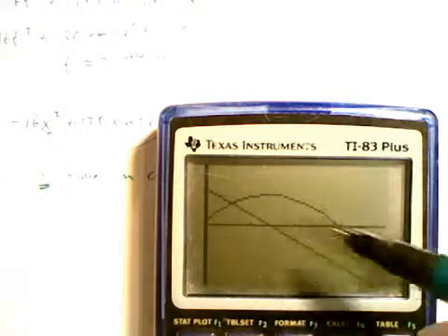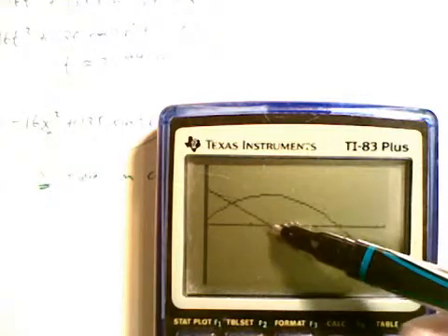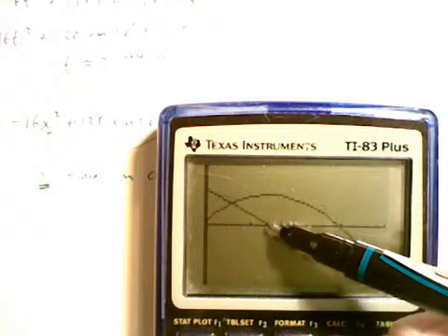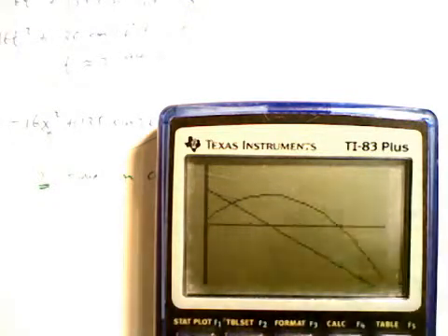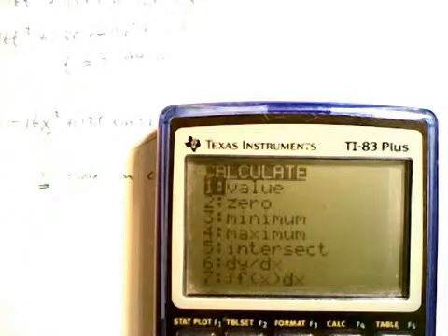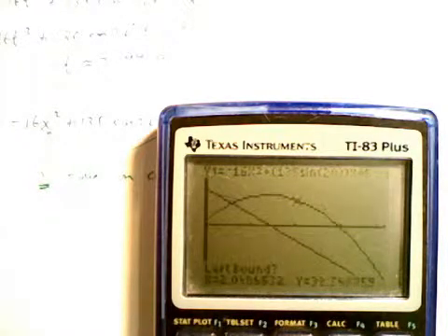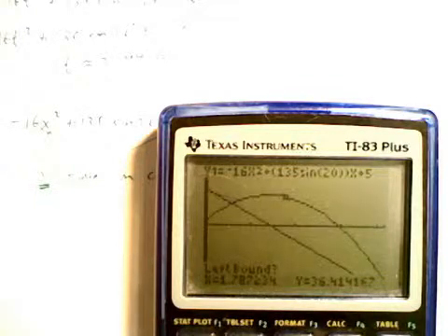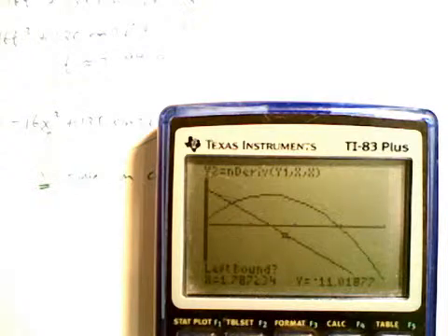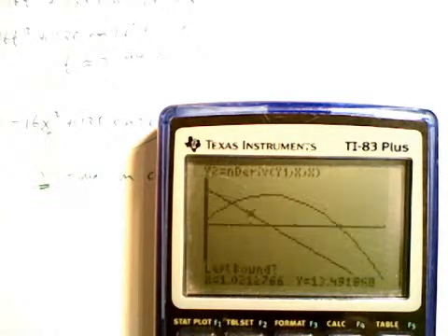But what I do want to show you is how do we find when the derivative is 0? Well, if we graph the derivative, then we can find the derivative's x-intercept. And that's what we're going to do. Second, calculate, zero. That's number 2. Notice that the cursor right now is on my y1. I don't want the cursor on the y1. I want the cursor on the y2. So I'm going to hit my up or down arrow, and hitting the up or down arrow toggles the cursor to the next function. Okay, now notice that the cursor is on the y2 function, which is the derivative function.